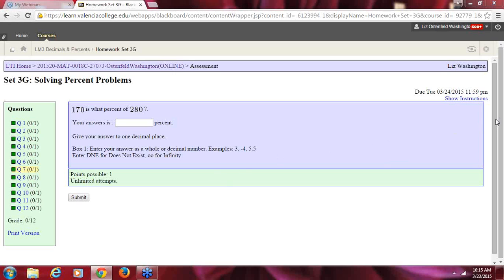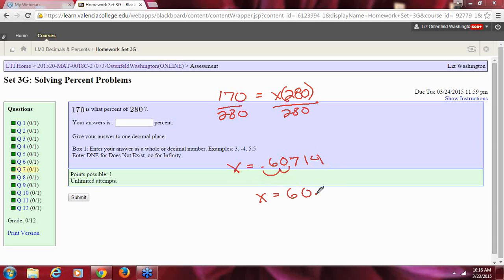Okay. I'm going to go back. We got 170 is what percent of 280, which is multiplying. I'm going to divide by 280. Gives me a pretty long decimal. So I get x equals 0.6071. I don't need to go any further than that. So this would be x is 60.7. Let's see if it likes me now.